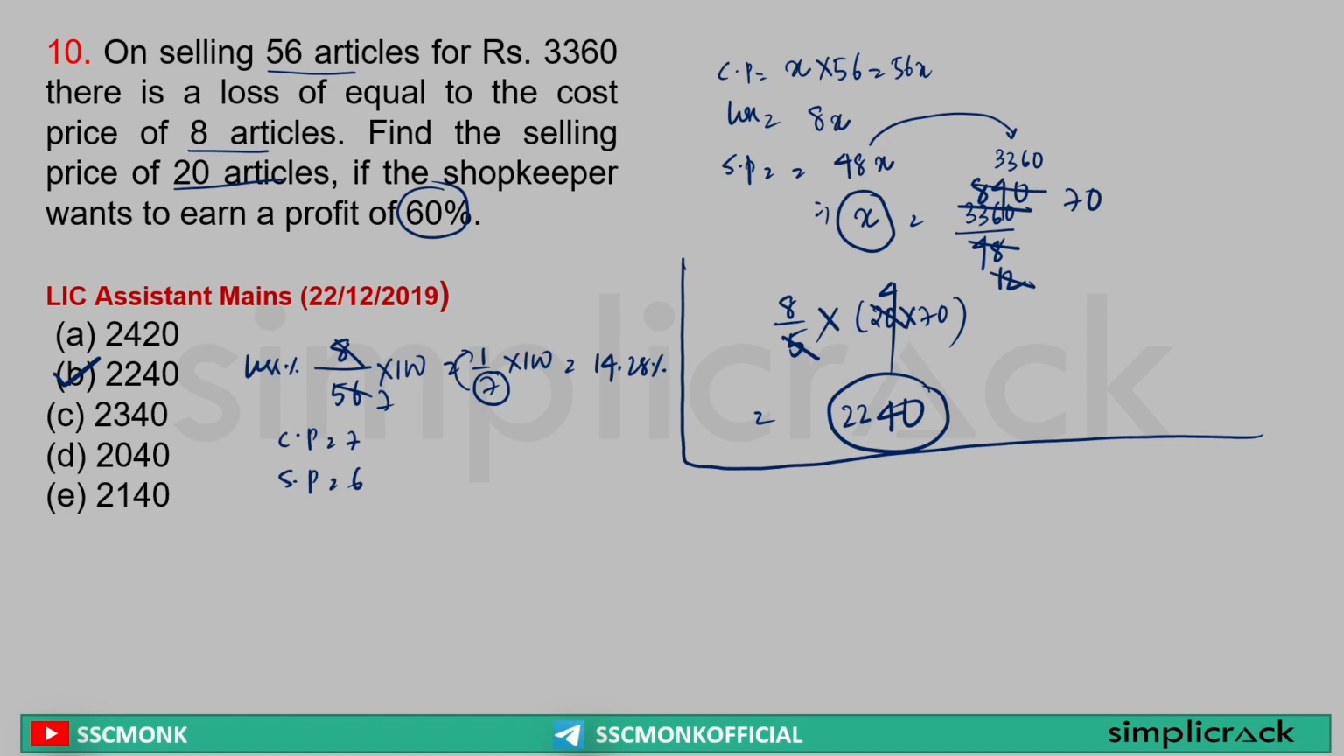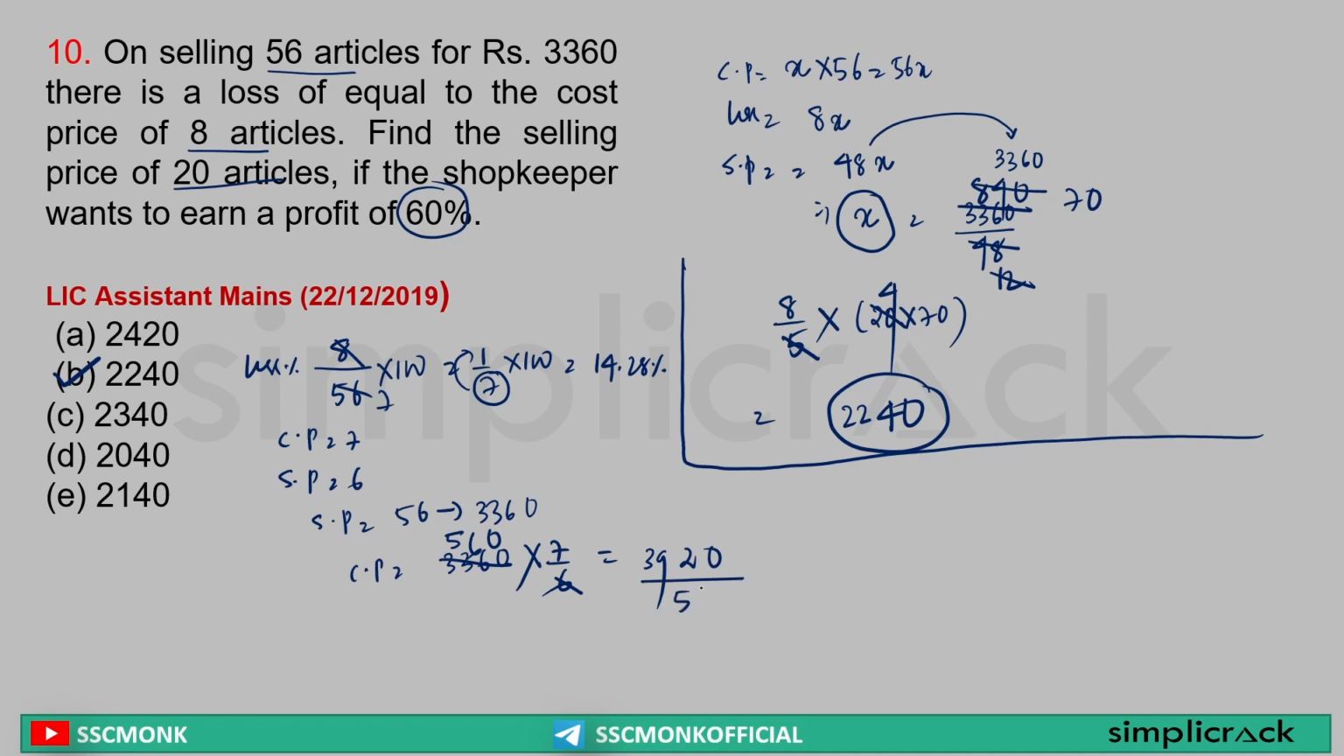Now, the very basic question is, sir, if I am getting the selling price of 56 articles for 3360, the cost price will be 3360 into 7 by 6. Yes or no? Basic thing. Yes. So 6 5s are 30, 6 6s are 36, 0, 7 0s are 0, 7 6s are 42, 4 out here, 7 5s are 35 plus 4, 3920. So the cost price of the total articles is this much.